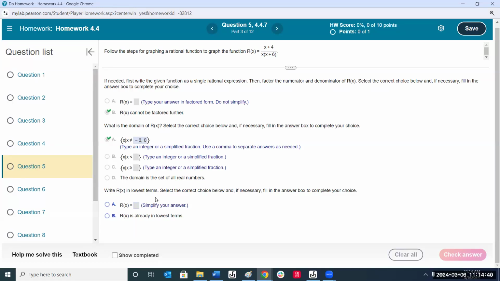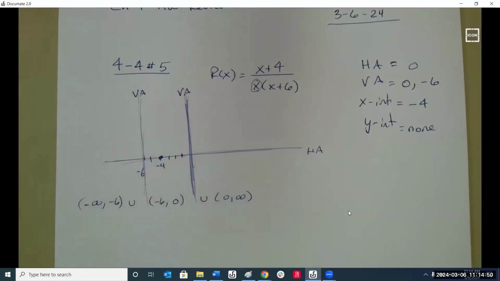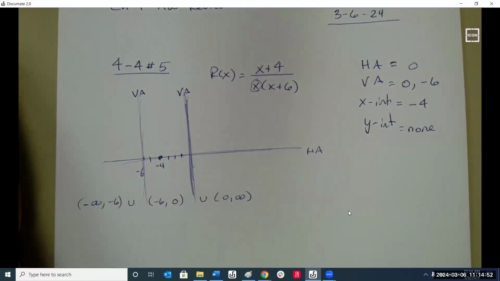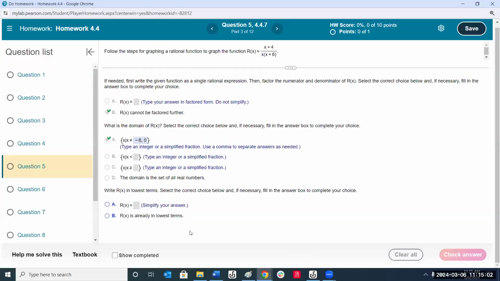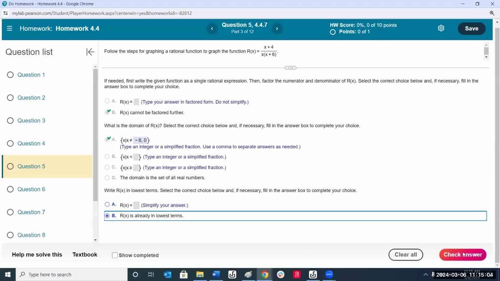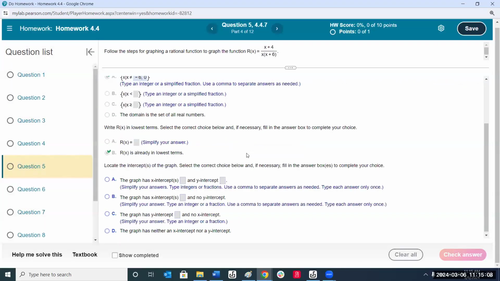Write r of x in lowest terms. Select the correct choice below if necessary. Lowest terms. That is the lowest terms. Just a good job.